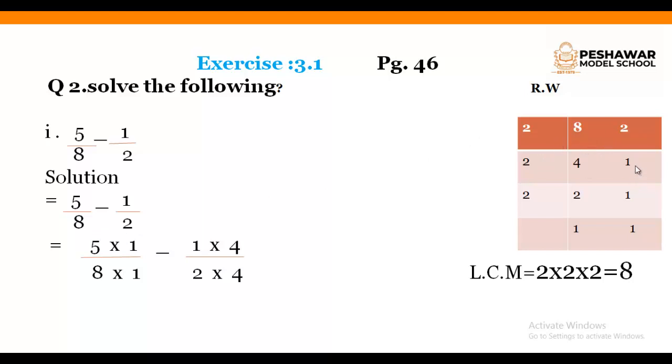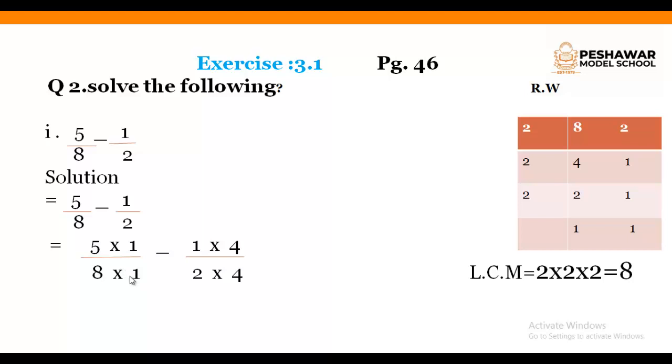I am going to find the LCM of 8 and 2. 2 4 times 8, 2 1s are 2, 2 2s are 4, 1 as it is, 2 1s are 2, 1 as it is. So multiply the prime numbers. 2 multiply 2 multiply 2, it will equal 8. So now write the first fraction, 5 by 8. Check the LCM in the very first fraction's denominator. In the table of 8, 8 is present.